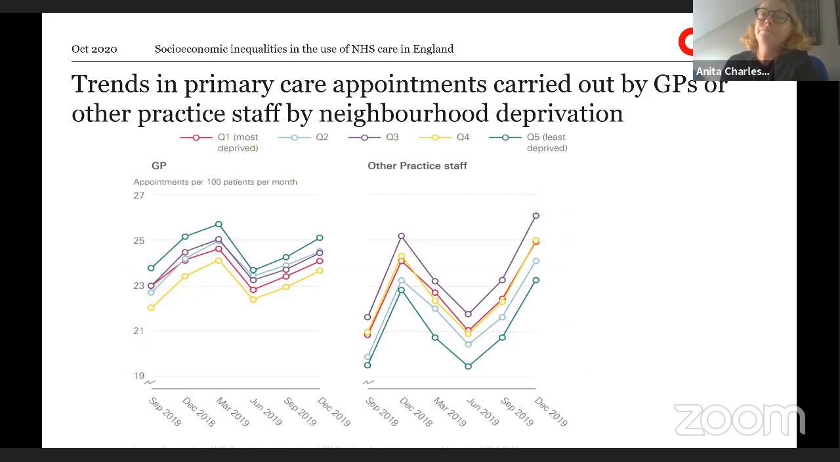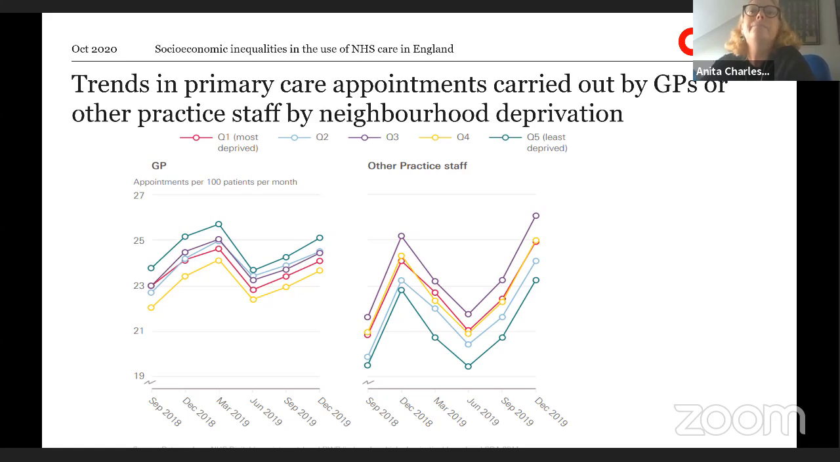We also see that the number of appointments overall is not that different between the most deprived and the least deprived. But what is different, very much reflecting that difference in supply, is that in the most deprived areas, you're more likely to see a practice nurse than you are to see a GP. Now, that may be important for referral to outpatients, because it is normally GPs who would be doing the referral to outpatients. So that skill mix may be well suited to some types of need, but may provide less access to hospital care.